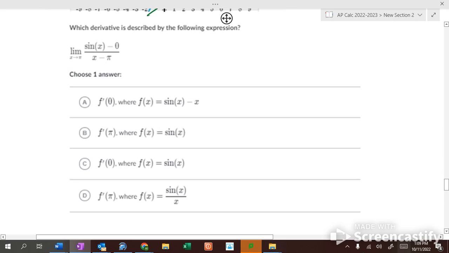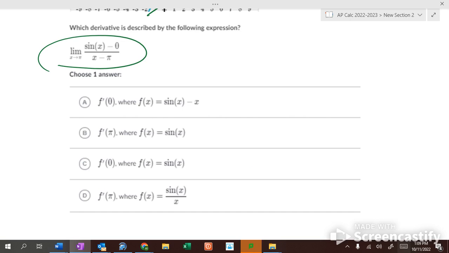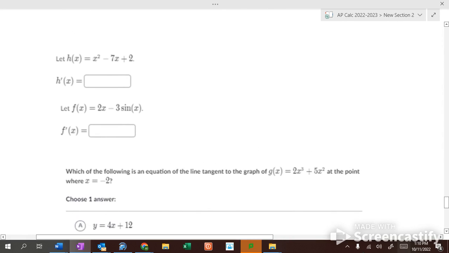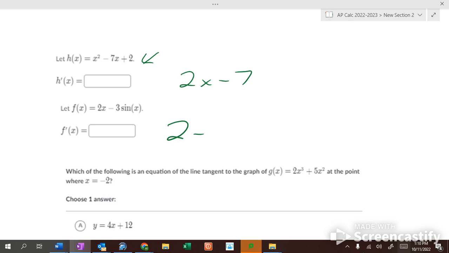Which derivative is described by this? Okay, the sine of x minus the sine of pi, because the sine of pi is 0, over x minus pi. So it's just the first derivative of the sine of x where the function is going towards pi. First derivative of this one: 2x minus 7. First derivative of this one: 2 minus 3 cosine. Yep.